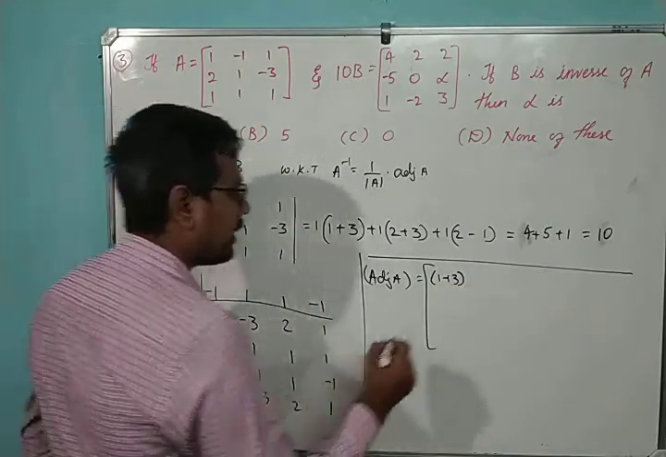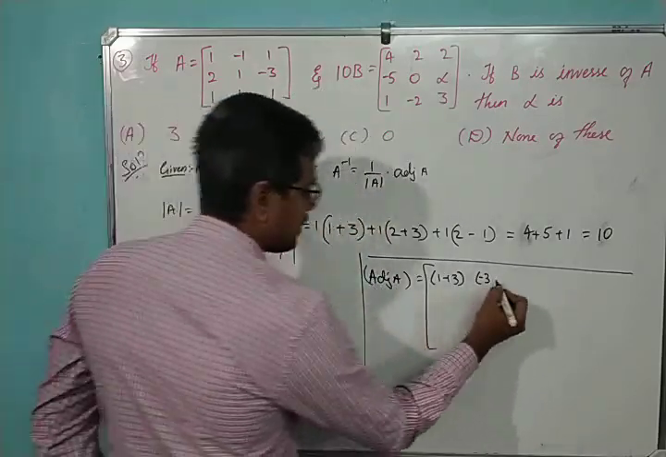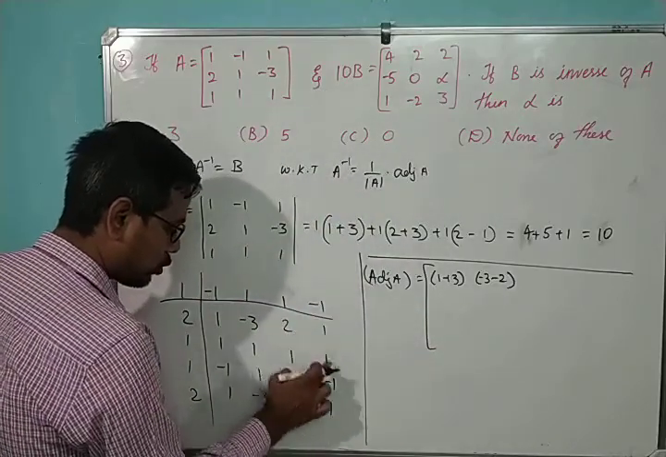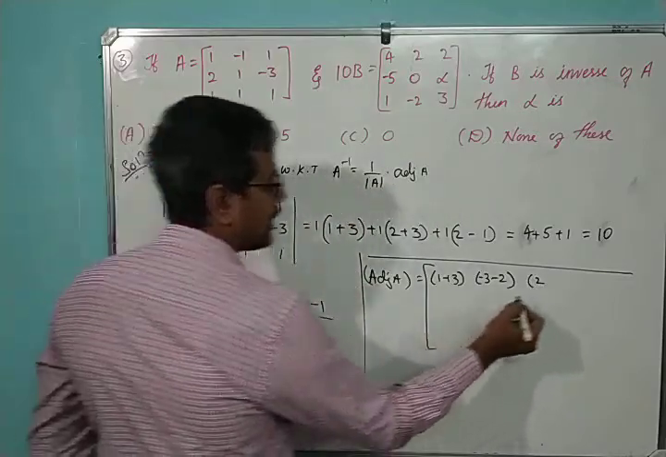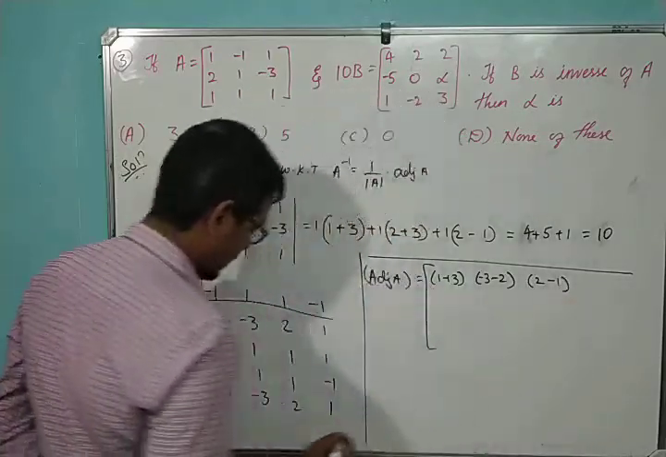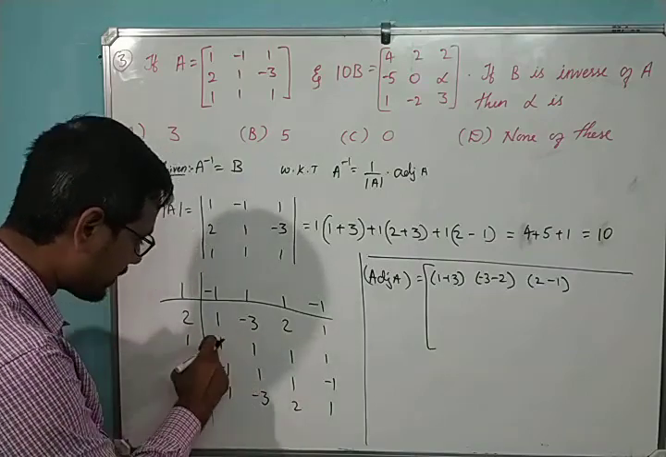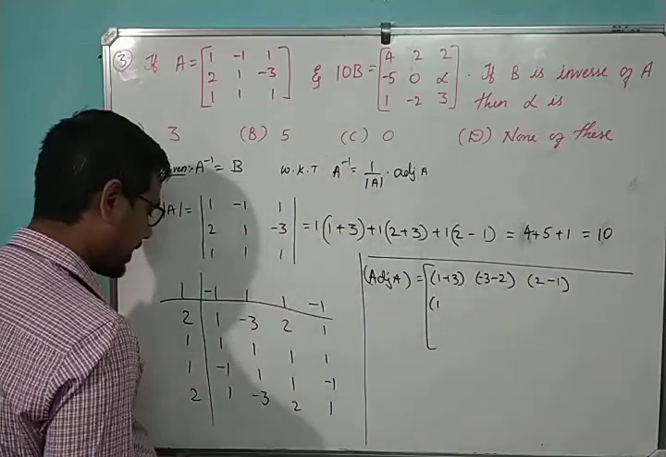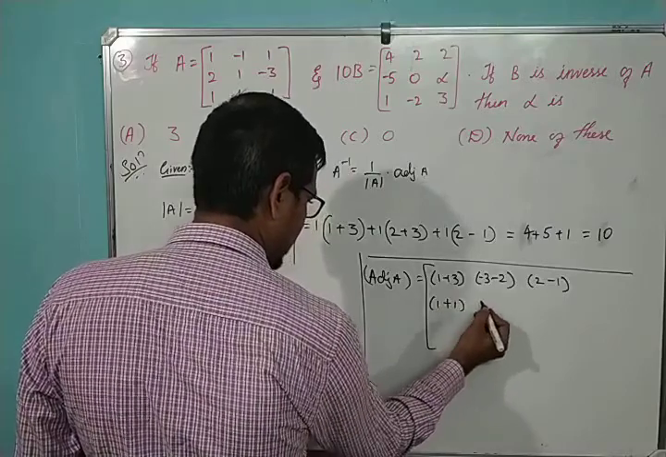Minus 3 into 1, minus 3, minus 2. Then calculate for this last 2. 2 into 1 is 2, minus 1 into 1 is minus 1. Now come for these two things. Calculate determinant for this. 1 into 1 is 1, minus 1 into minus 1 is plus 1.